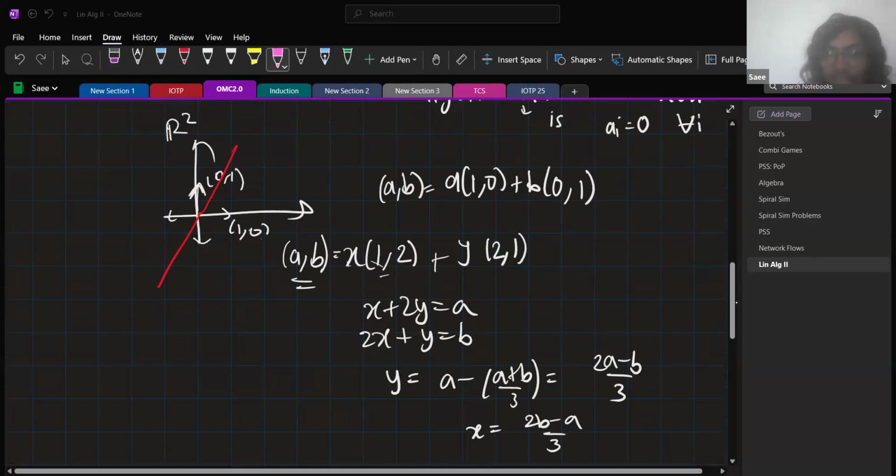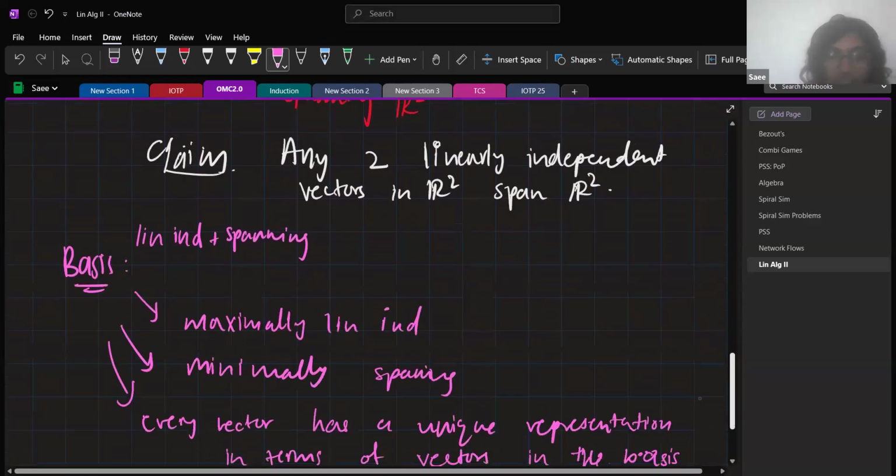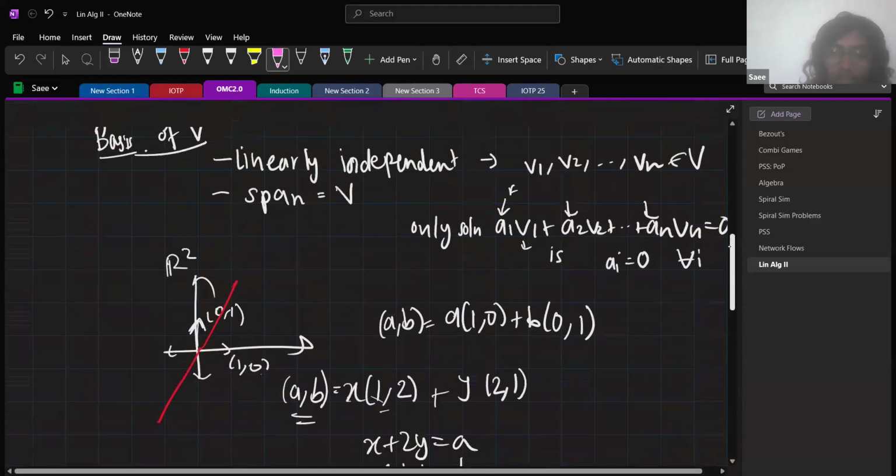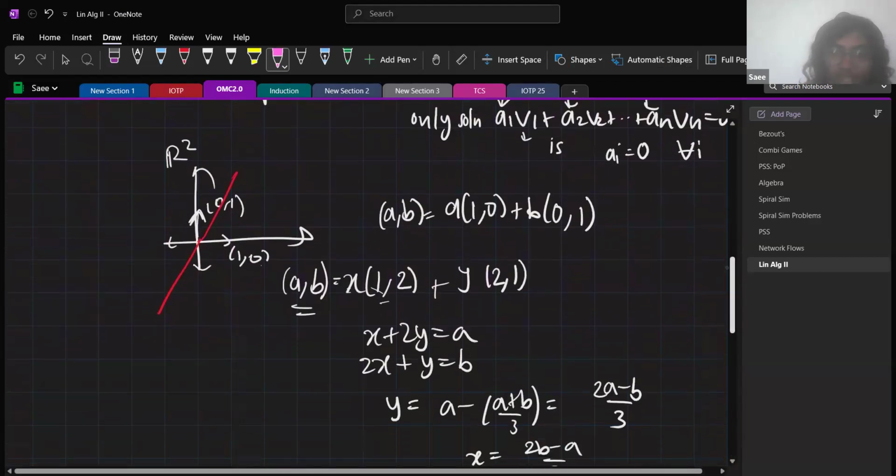So as it turns out, maybe I should just reveal that any basis... Okay, are there any conjectures before I say this? What about in R2, can I have a basis of size 3?